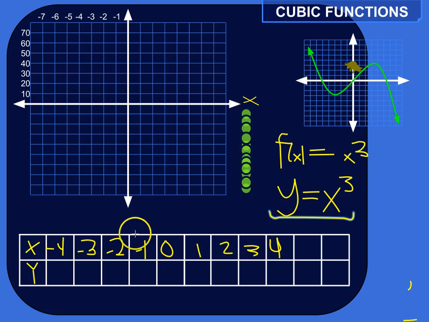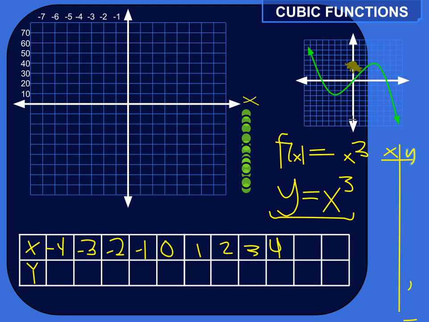The first thing to do is to create a table. I'm doing a horizontal one here, but you can do a vertical one. I'm just doing a horizontal one because it's easier to fit on the screen, so don't panic. I've got some values of x to plug into the function, see what output values we get, and then we'll plot those points. I'm plotting 9 points here. You need quite a few points to see how the shape is going to go for a cubic function.